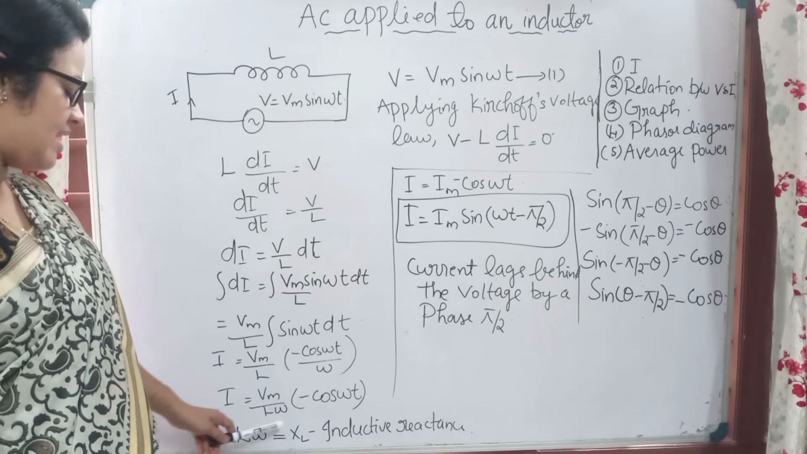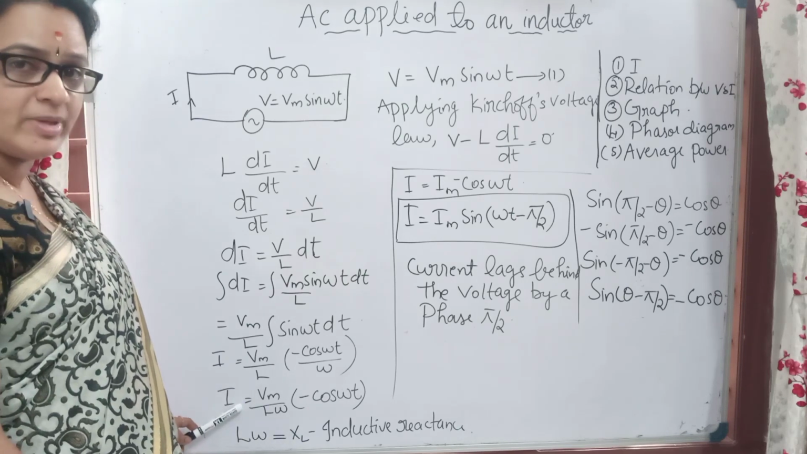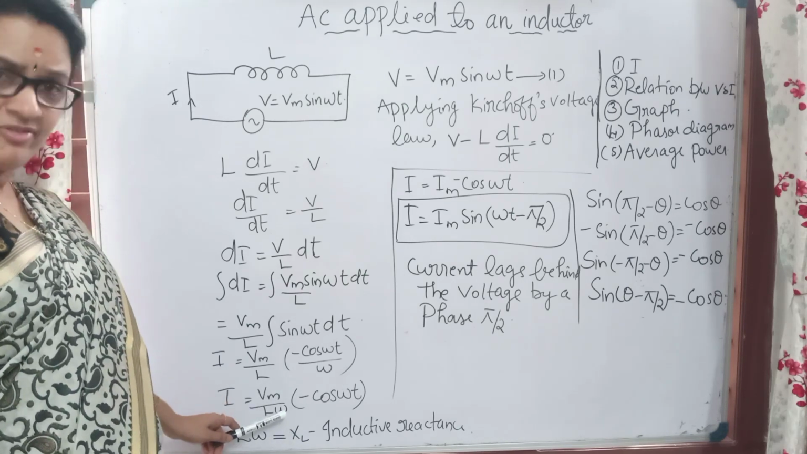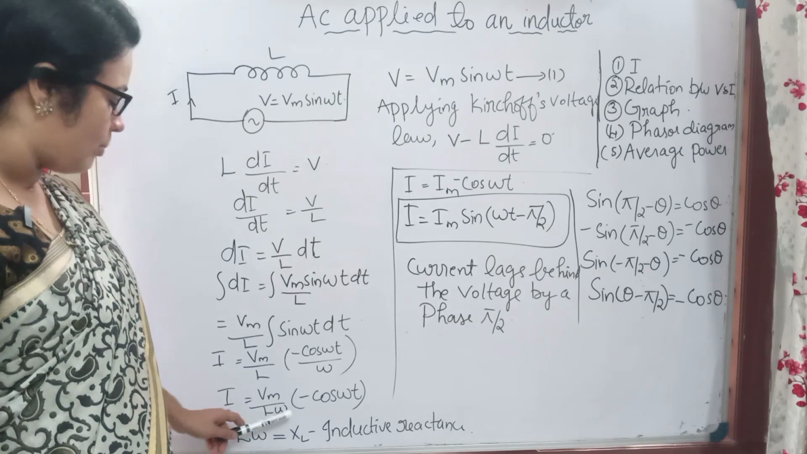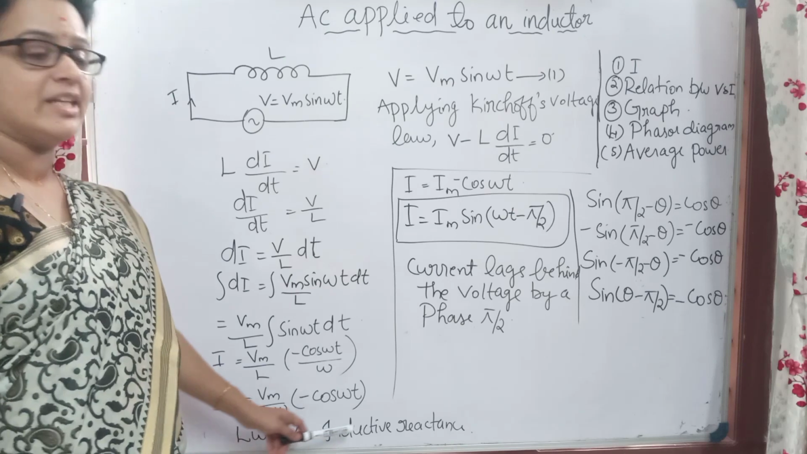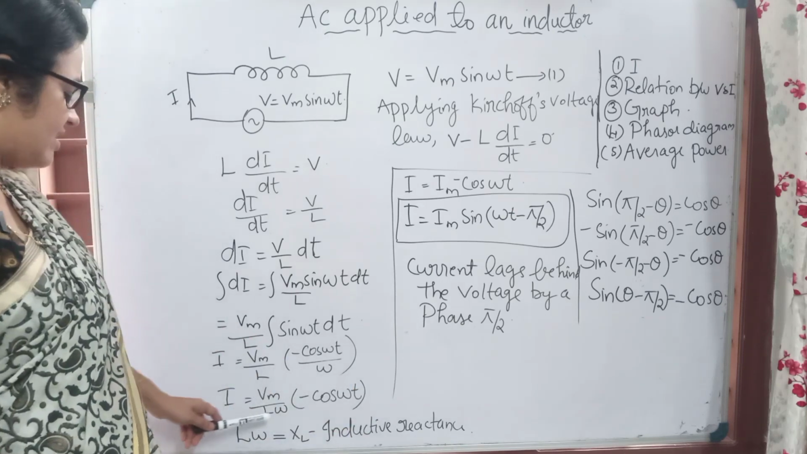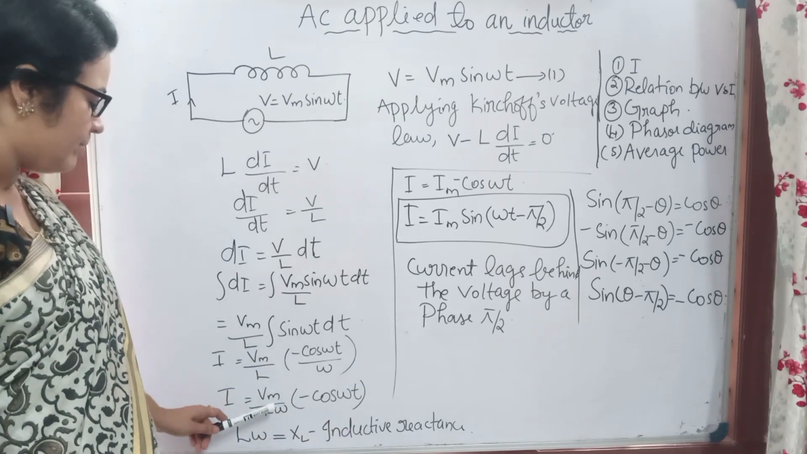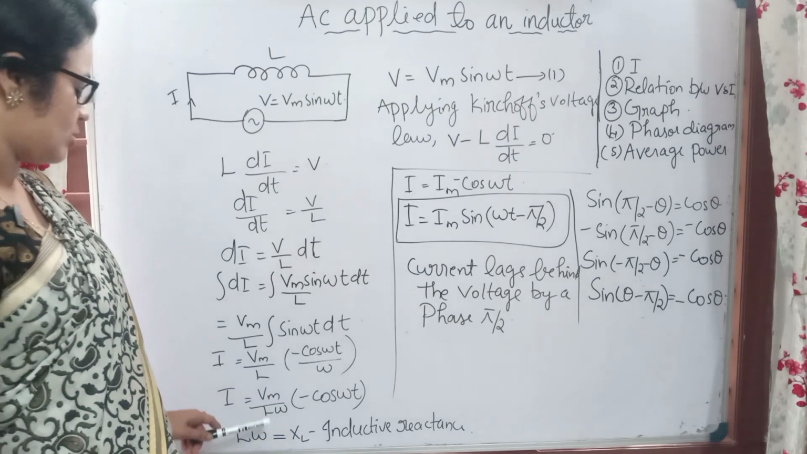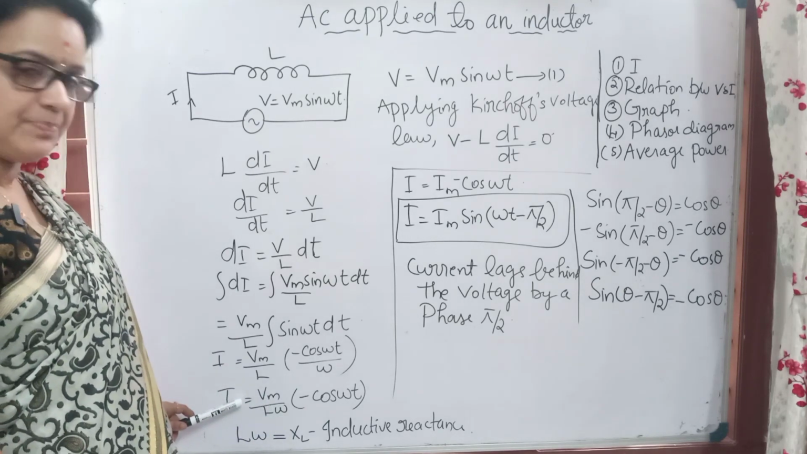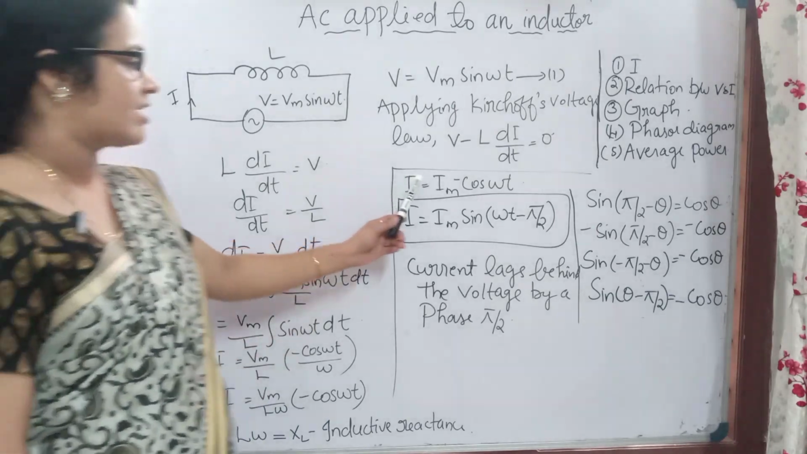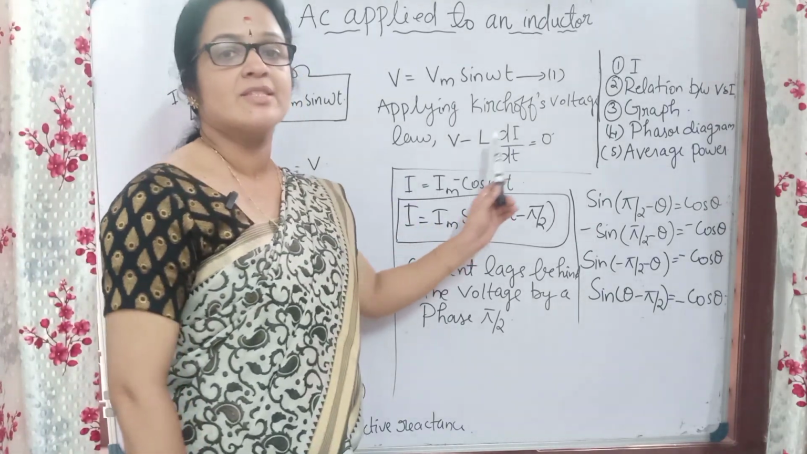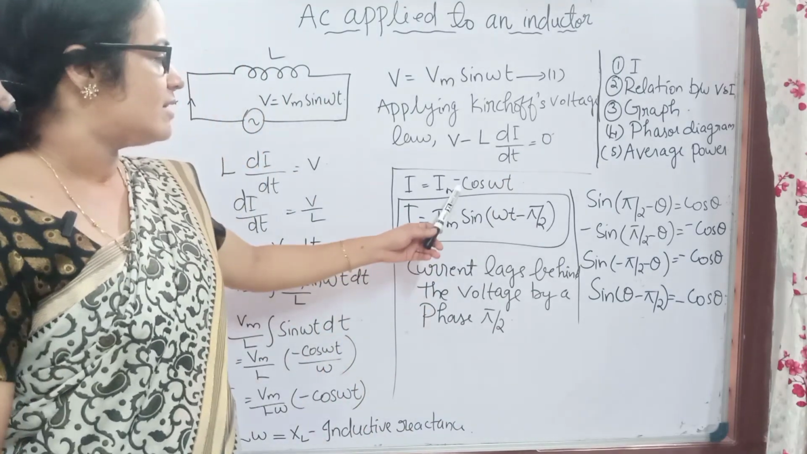So here we can see a constant, that this can also be written as I is equal to V by R, right? So here R means this L omega. So this L omega is called inductive reactance. So how we can write the equation? I is equal to Vm by, this is XL. So that is Im, that is the maximum value of current or the peak value of current. So how we can write I is equal to Im into minus cos omega t, and this is the peak value.